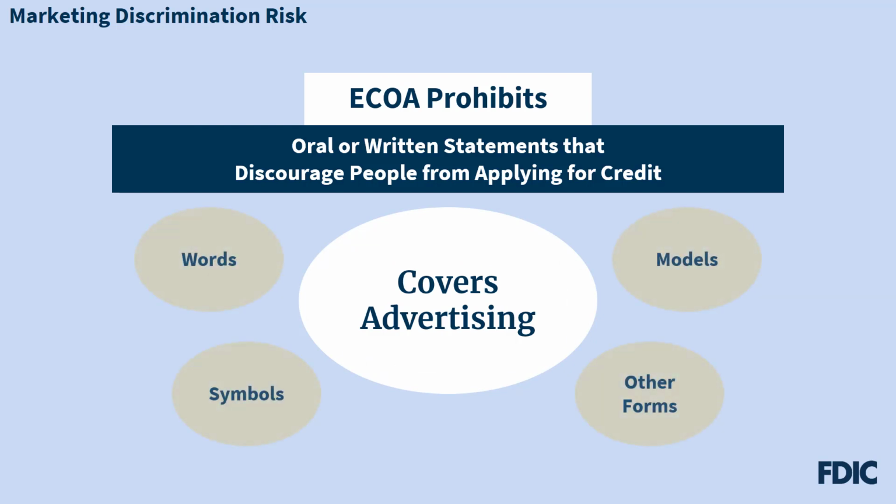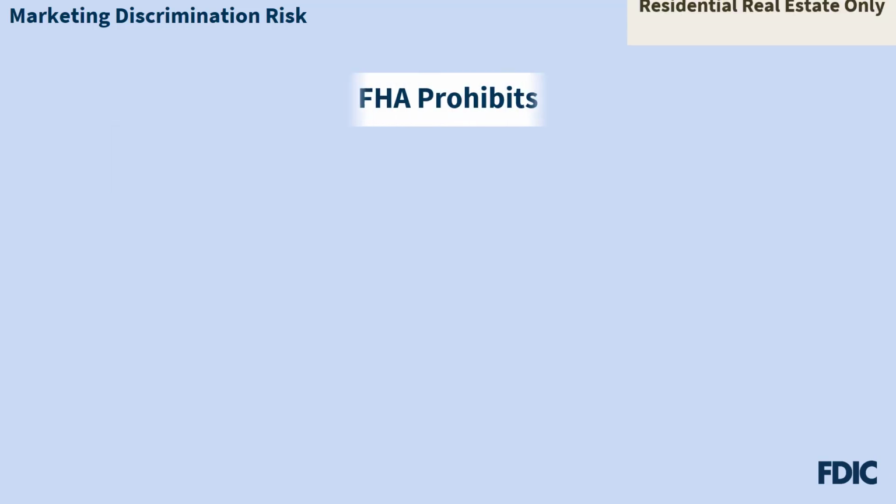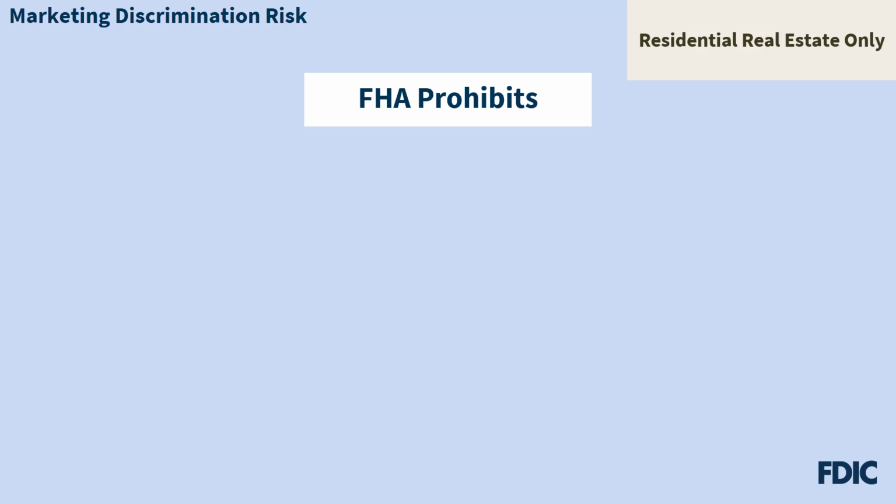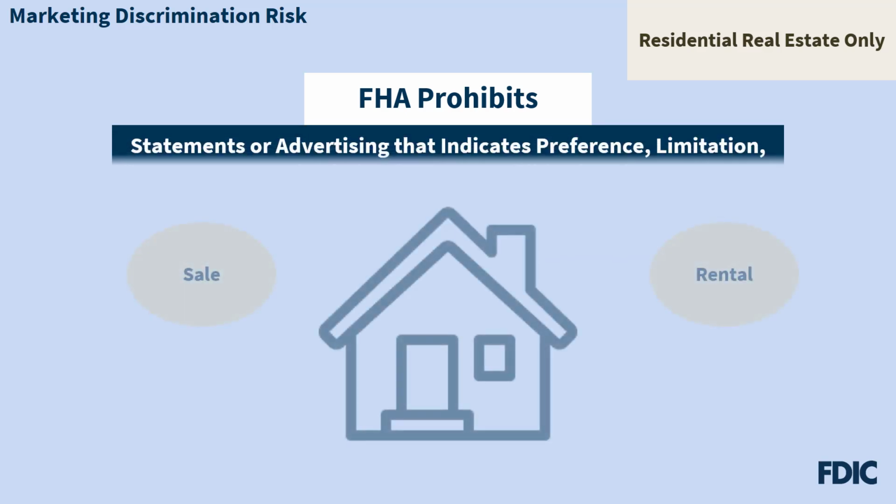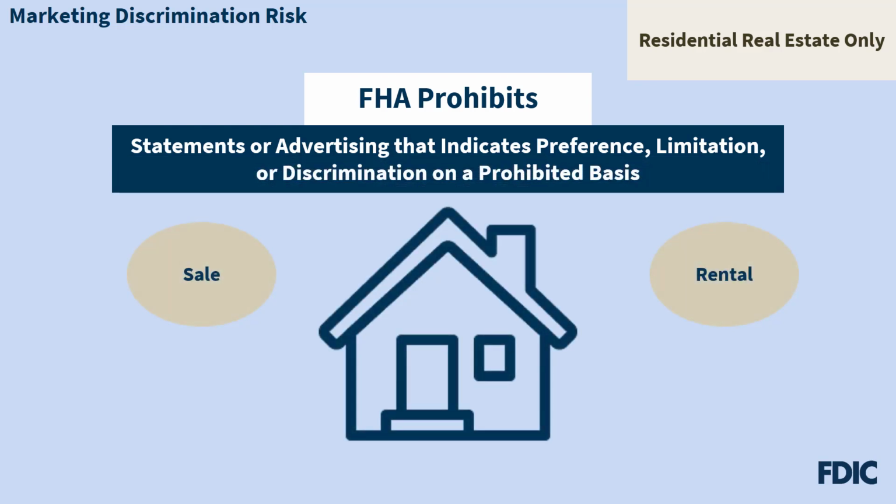For example, credit advertisements cannot use words, symbols, models, or other forms of communication that express, imply, or suggest a discriminatory preference or a policy of exclusion on a prohibited basis. Remember that ECOA applies to both consumer and commercial credit. With respect to residential real estate transactions, the FHA prohibits statements or advertising with respect to the sale or rental of a dwelling that indicates any preference, limitation, or discrimination on a prohibited basis. In addition to this general prohibition, the FHA prohibits several specific advertising practices.